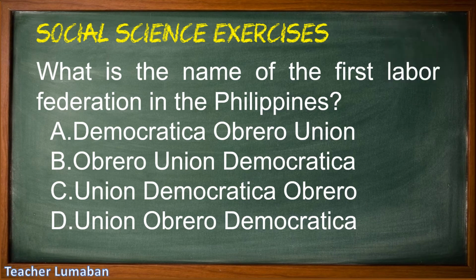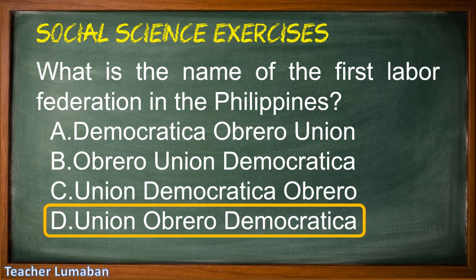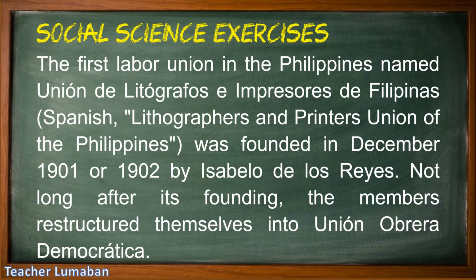The correct answer is letter D, Union Obrero Democratica. The first labor union in the Philippines, named Union de Litografos y Impresores de Filipinas, Spanish for Lithographers and Printers Union of the Philippines, was founded in December 1901 or 1902 by Isabelo de los Reyes. Not long after its founding, the members restructured themselves into Union Obrera Democratica.